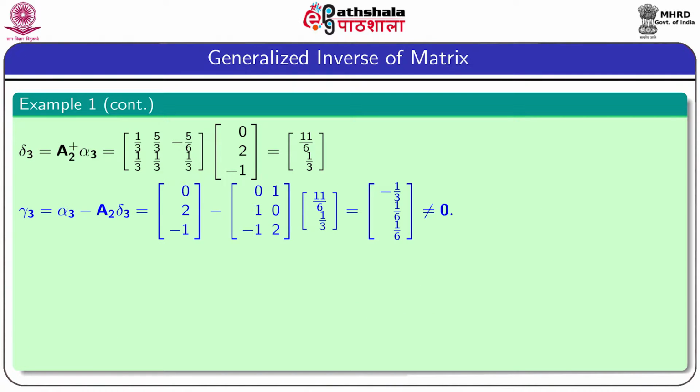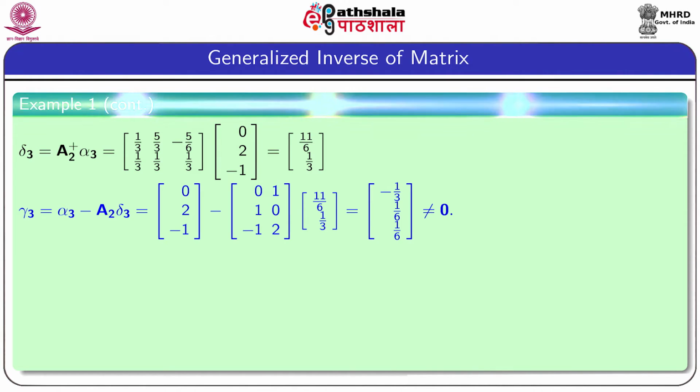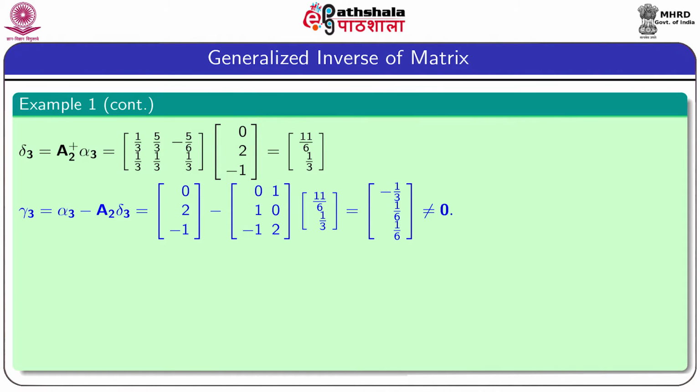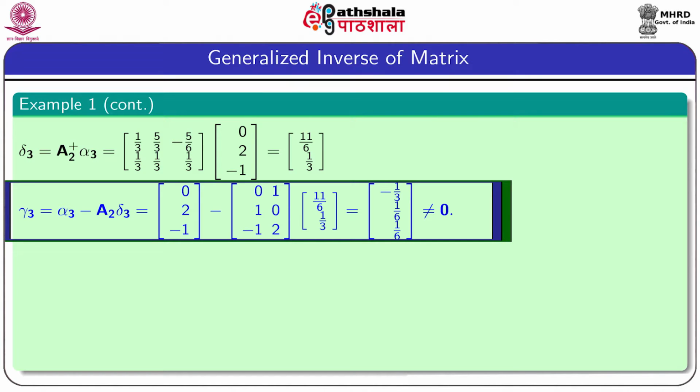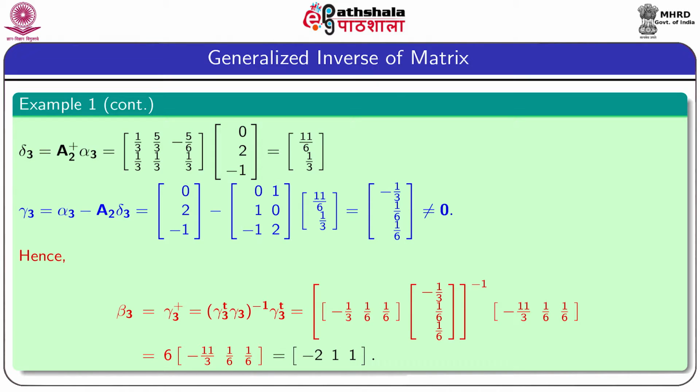Now we go to the third iteration, that means we calculate the column vector delta 3, which is equal to A2 plus into alpha 3. After simplification, this vector becomes a column vector whose first element is 11 by 6 and second element is 1 by 3. Now we calculate the vector gamma 3, which is equal to alpha 3 minus A2 into delta 3. Again, after simplification, this becomes a column vector whose elements are minus 1/3, 1 by 6 and 1 by 6. This is also a non-null column vector.